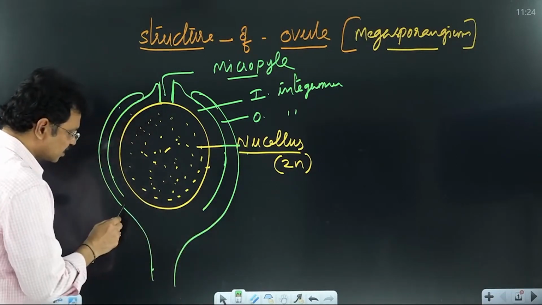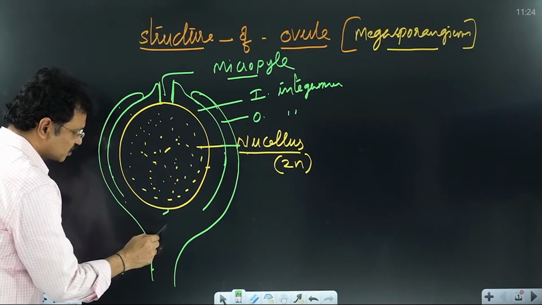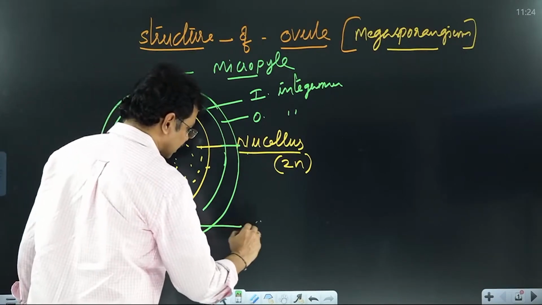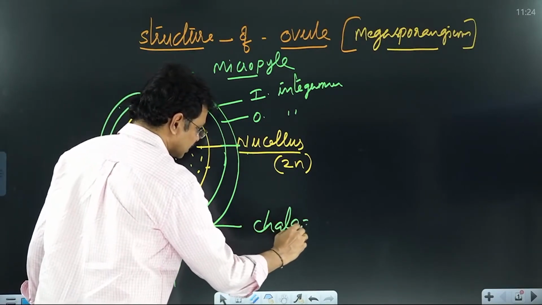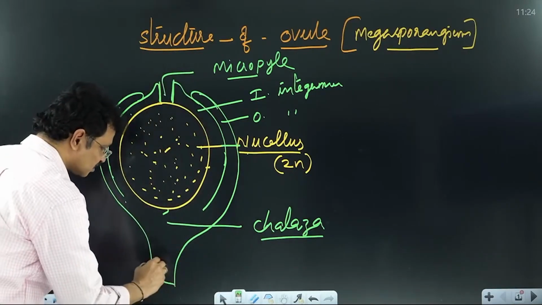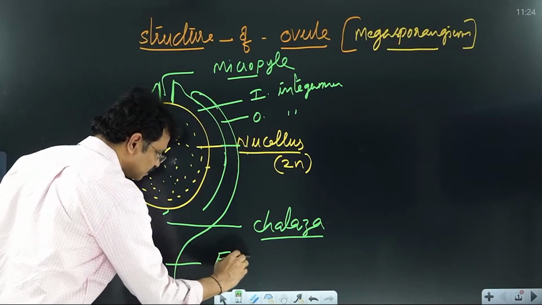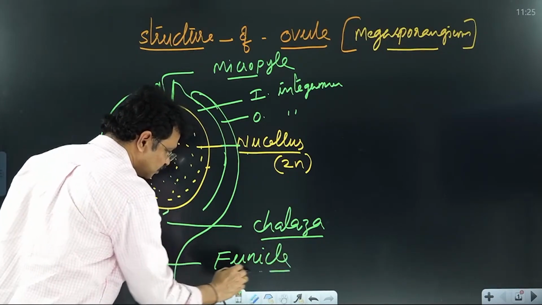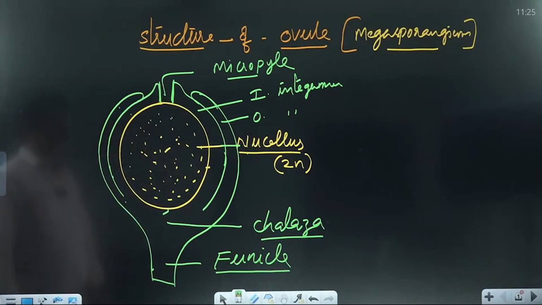Next, where the integuments and nucellus fuse, that area is called chalaza, or khalaza. The stalk of the ovule is called the funicle.